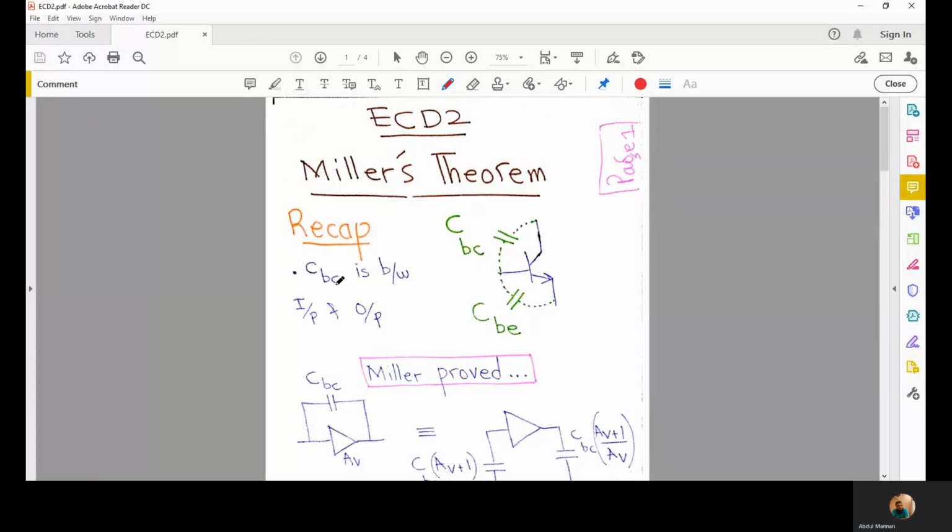the frequency response. In this lecture, we will study how to divide this CBC into two parts, such that one of those parts is solely at the input and the other is at the output. Right now, this capacitance is between the output and the input terminals. So we are going to divide this in such a way that one of the two parts is between the input terminal and ground, and the other is between the output terminal and ground. So let's see how to break this up.